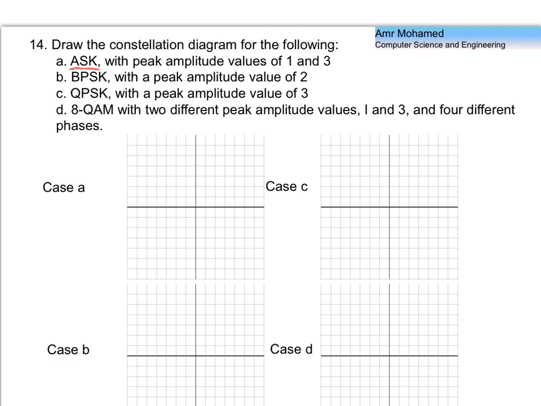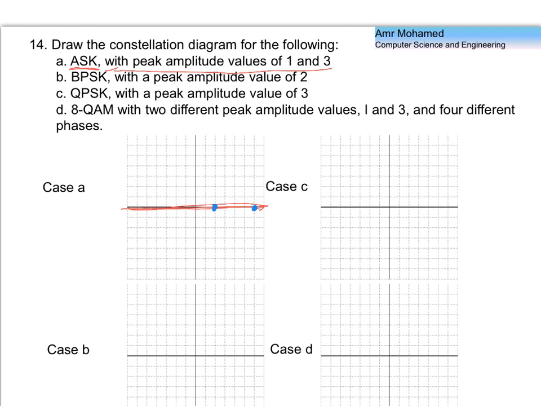So here, for this case, we want to draw the constellation diagram for ASK, where the peak amplitudes are 1 and 3. So of course, for the IQ diagram, we represent the amplitudes and the phase of the sine wave. And of course, for ASK, the phase is always 0, so we keep ourselves in the x-axis all the time. Okay, so the first amplitude is 1, and the second amplitude is 3. So we only have two dots to represent the ASK composite signal. Okay?